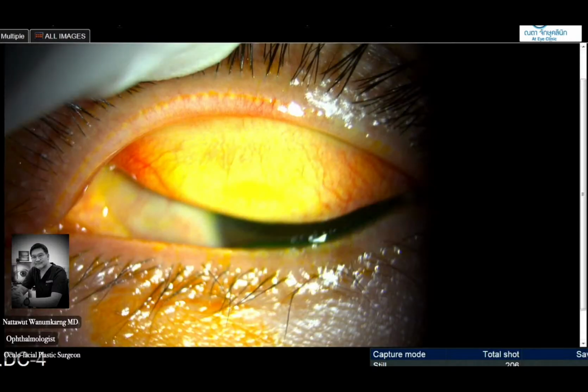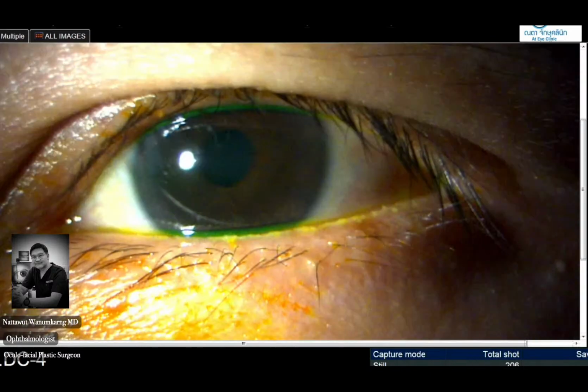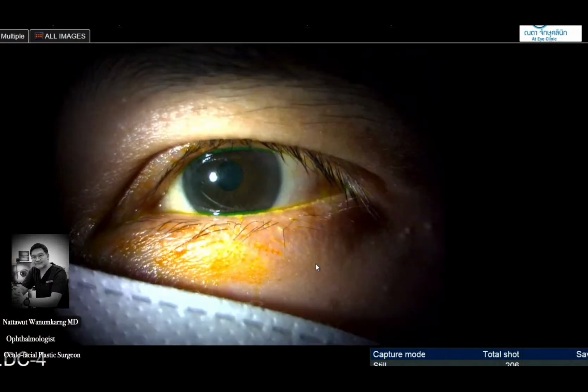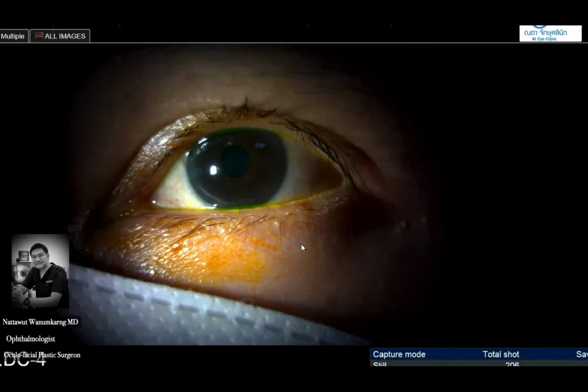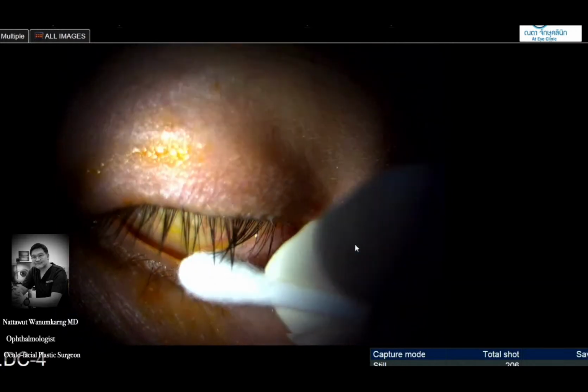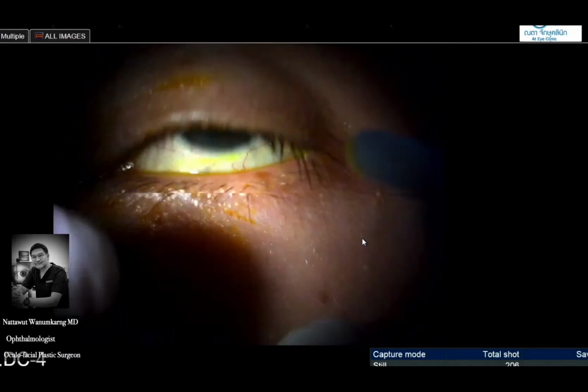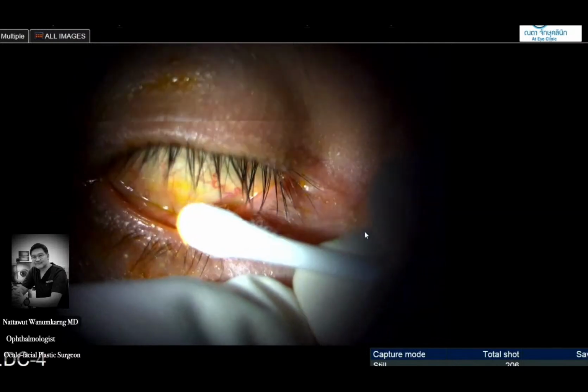And the next one, I'm going to show you how to clean her eyelashes properly. This is the video that shows her lower eyelid on the operated side. It's very important for the surgeon to inform the patient to clean the eyelid. And you see, I use a cotton bud, the Q-tip, and invert the lower eyelid and clean.